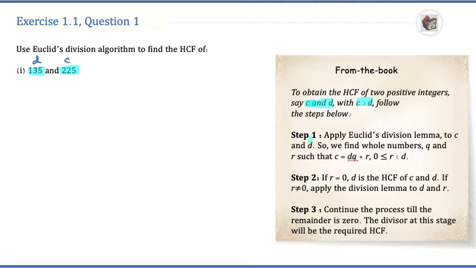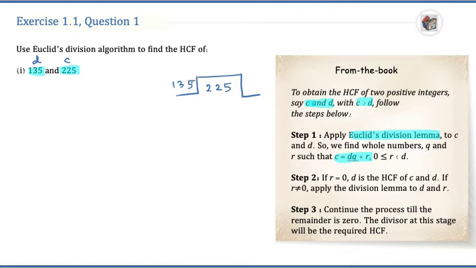Now what happens? Step 1. It says apply Euclid's division lemma. That is why I discussed it in so much detail. Apply the lemma to C and D and you will find quotient and remainder Q and R such that this happens. Now you know how you get the quotient and the remainder, right? You've been dividing things for years. You just divide the bigger number, which is 225, by the smaller number, which is 135.